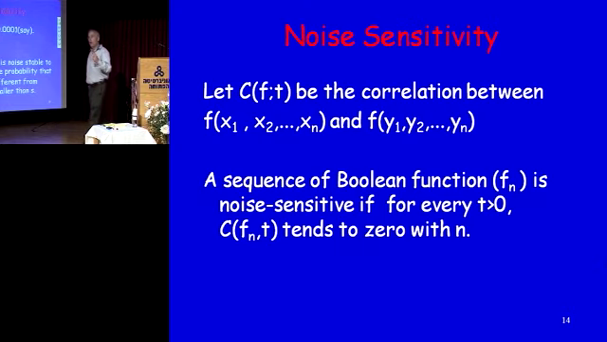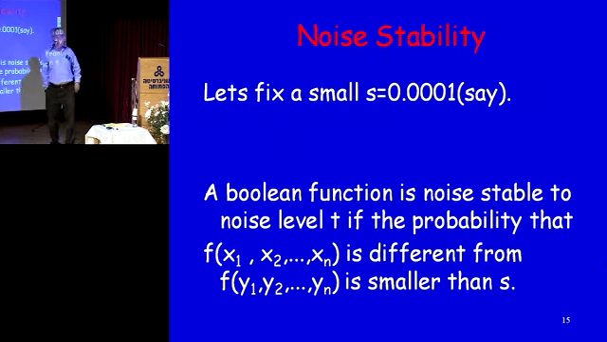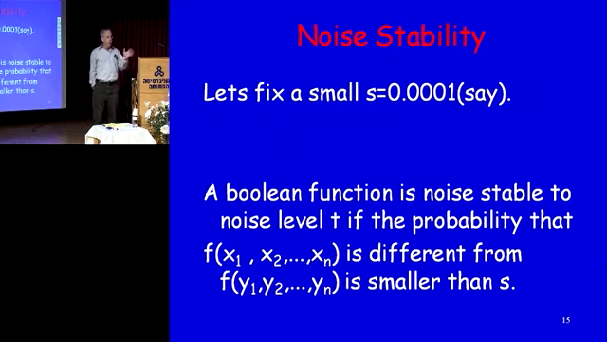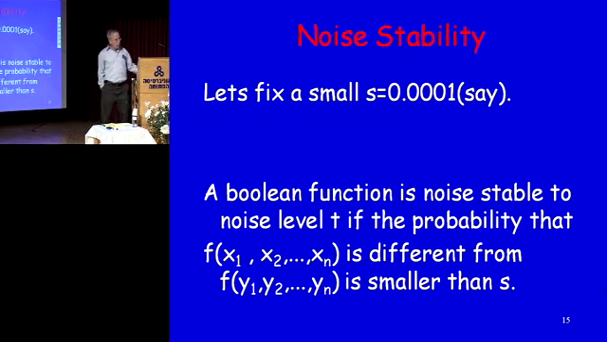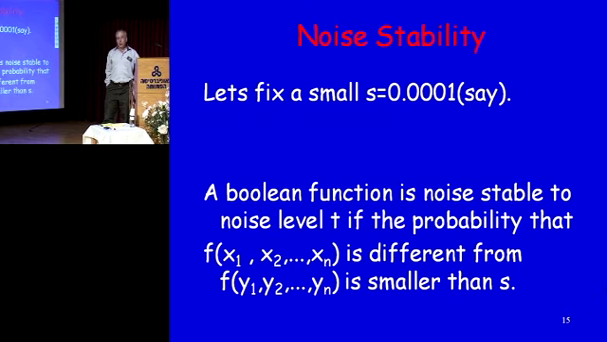And we will also describe the opposite notion, which is noise stability. For simplicity, for this lecture, we'll fix a small number, which will be 0.0001. Then we say that a Boolean function is noise stable to noise level t if the probability that f of x1 up to xn is different than f of y1 up to yn is smaller than s. So, the probability that flipping at random a t fraction of the variables changes the outcome of the function, or, if you want to think about it as an election rule, changes the outcome of the election.